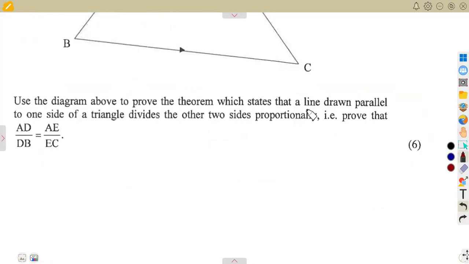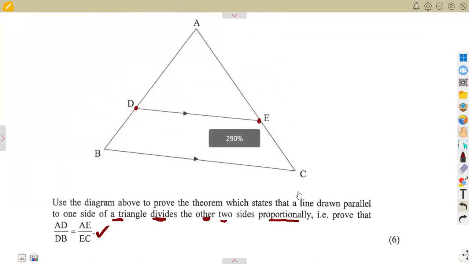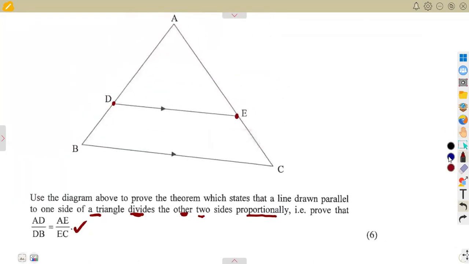Which theorem is it? Which says that a line drawn parallel to one side of a triangle divides the other two sides proportionally. Proportionally. This is not the midpoint theorem. They are just proportional. That is, prove that this ratio is true: AD over DB is equal to AE over EC. So this is what we are given to prove on this diagram. We need this ratio of AD over BD, which is equal to AE over EC.